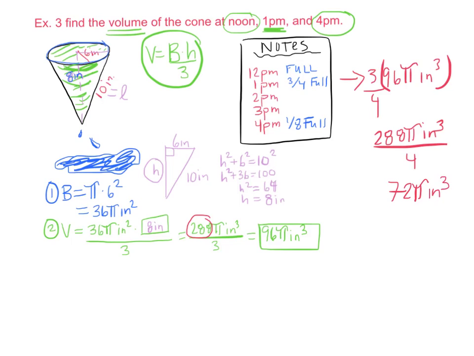So how much water was inside the cone at 1 p.m.? At 1 p.m., there were 72 pi inches cubed. Now, when you find your 4 p.m. value, clearly it should be a number smaller than 96 pi inches cubed and smaller than 72 pi inches cubed. Good luck.